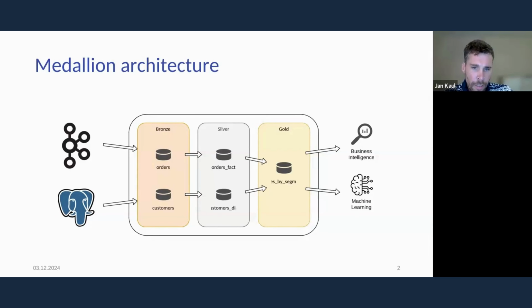The next step is then to clean and structure the data to make it ready for any further analysis. This data is then stored in the silver layer here in the middle. And as a last step, the data is transformed from this clean form into business metrics or data sets which can answer business questions. These data sets are typically served to business intelligence and machine learning.